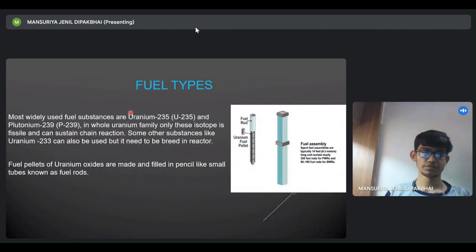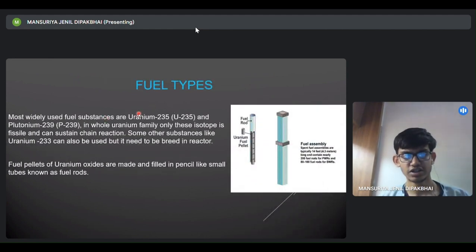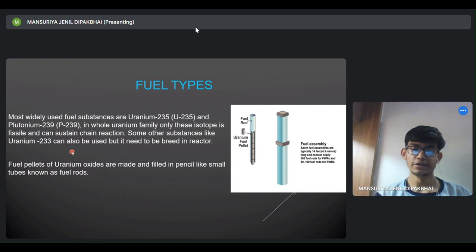Fuel types. Generally, in a nuclear reactor uranium-235 or plutonium-239 is used. These are the fissile materials which are easily available. Uranium-233 is also used, but it is used in a breeder reactor, in which the fuel is made in the reactor itself and used in the reactor itself.